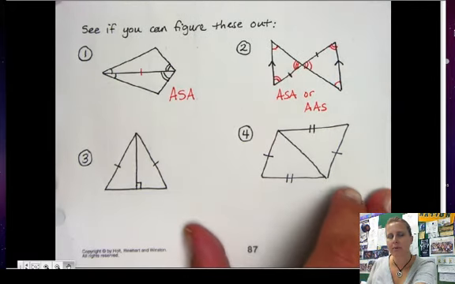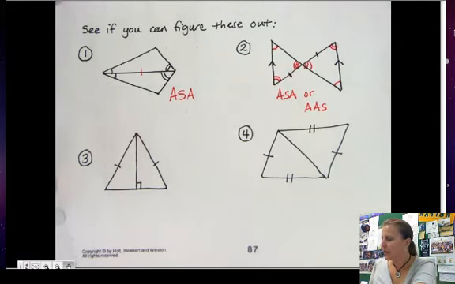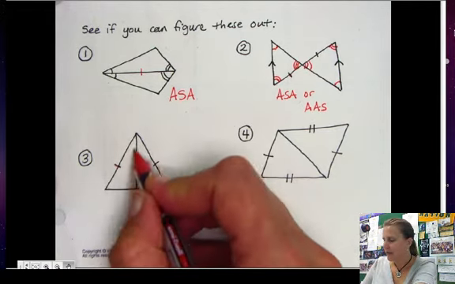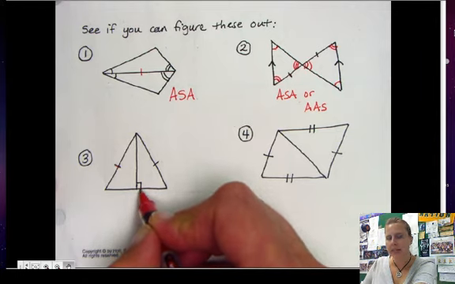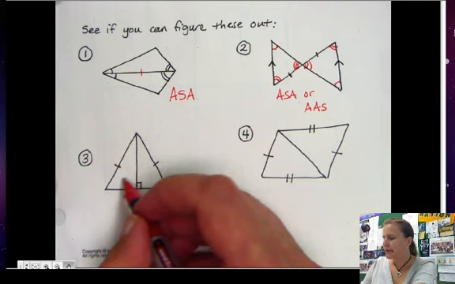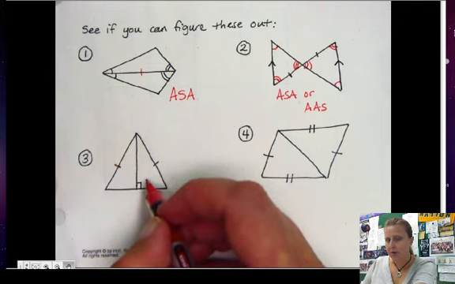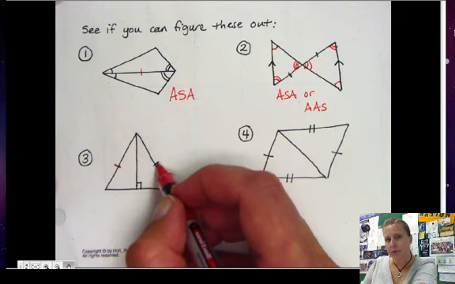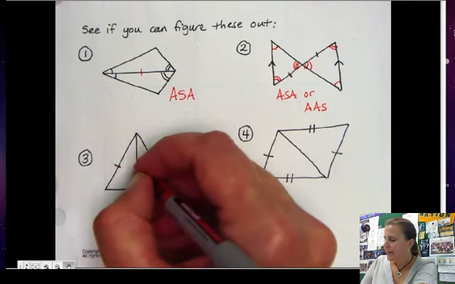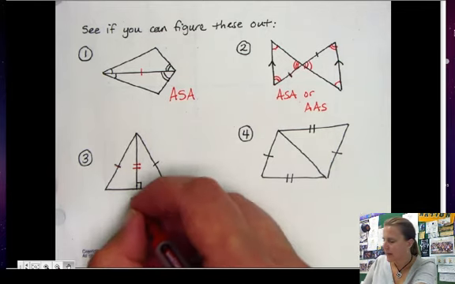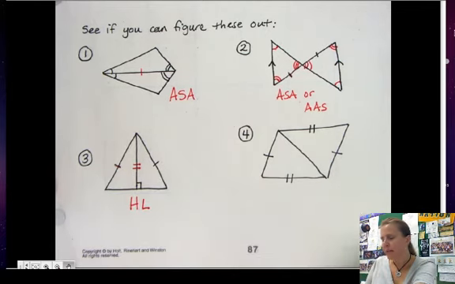Okay, let's take a look at number 3. Here we have a triangle that's an isosceles triangle because we have two congruent sides here, and then we have an altitude coming down saying how tall it is because it's at a right angle. So these two triangles are right triangles. So they have the opposite sides, which are the hypotenuse. Those two are congruent. And then we also have a leg. It's right here. It shares the leg. So this one would be HL.